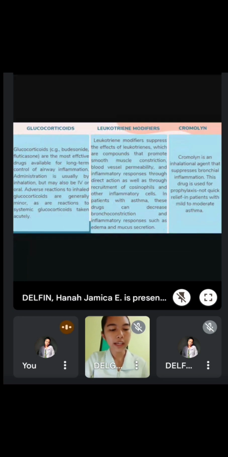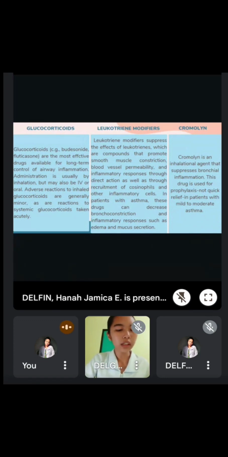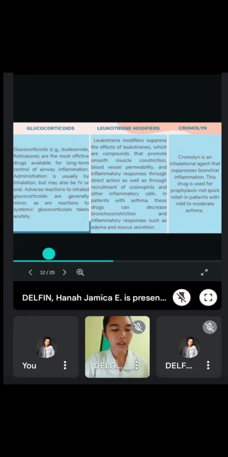Three leukotriene modifiers are currently available. These are zileuton, zafirlukast, and montelukast. Zileuton blocks leukotriene synthesis. Zafirlukast and montelukast block leukotriene receptors. All three drugs are dosed orally.